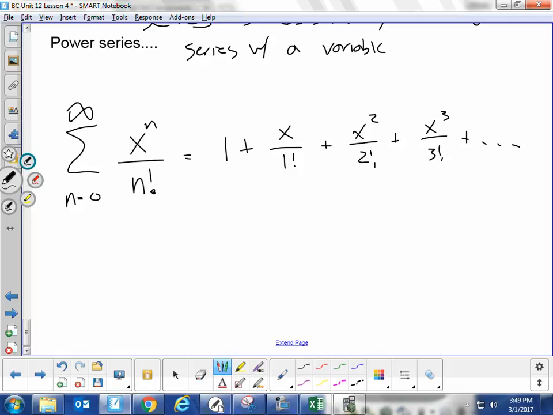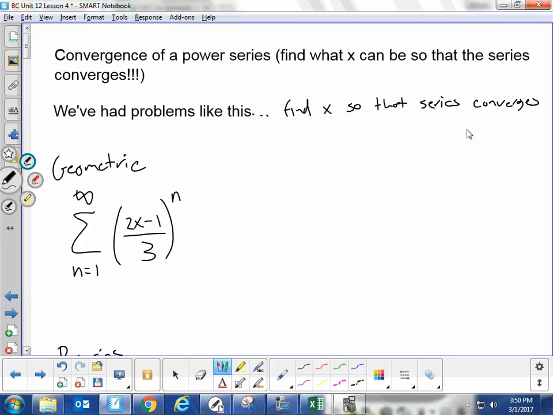Okay? It actually is a polynomial that we can kind of graph and see, at least parts of it. And what we're going to do with these is answer questions like we've done already. Go ahead. You're free to go now if you want to go. I'm going to keep talking. So we're going to see if these power series will converge.